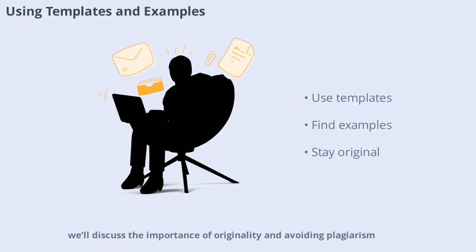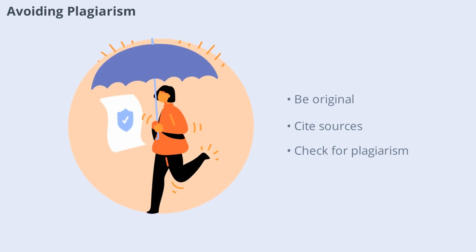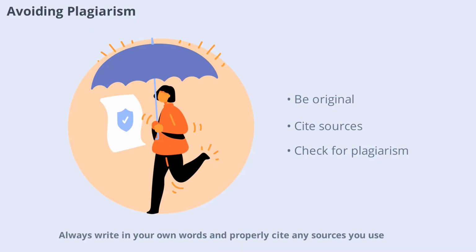In the next scene, we'll discuss the importance of originality and avoiding plagiarism. Originality is crucial in research proposals. Always write in your own words and properly cite any sources you use. Plagiarism can seriously damage your credibility and lead to rejection. Use plagiarism checkers if needed to ensure your work is authentic.